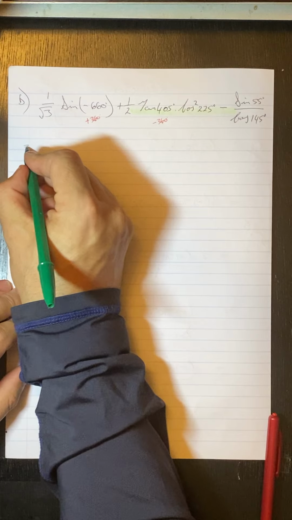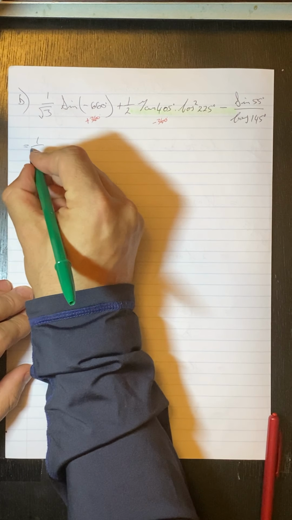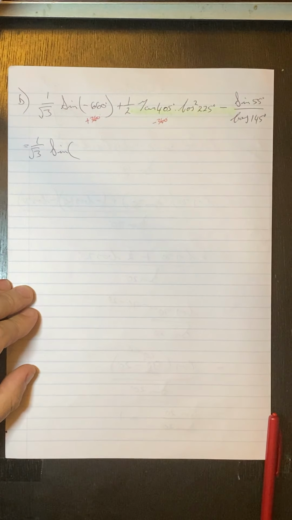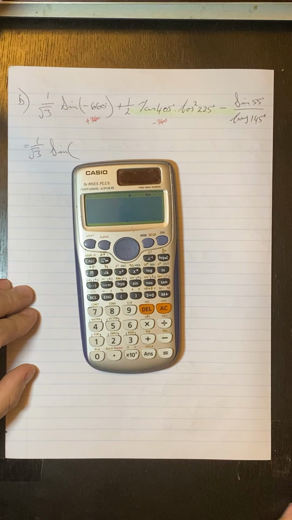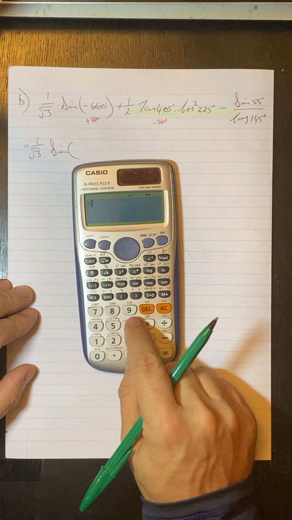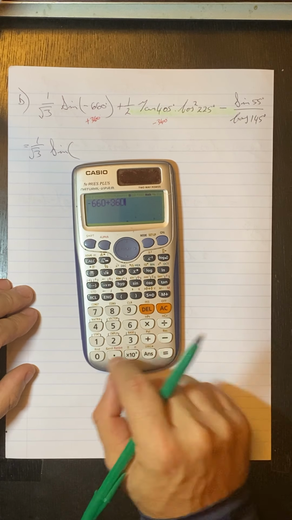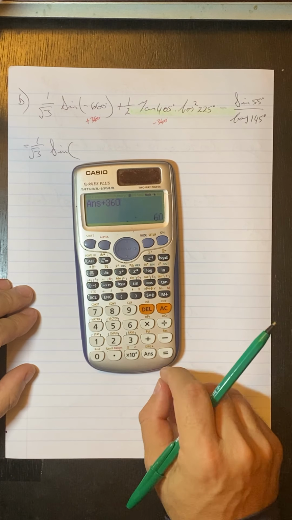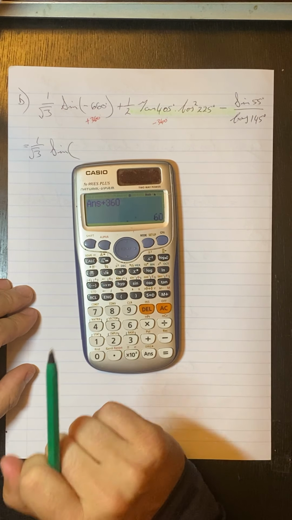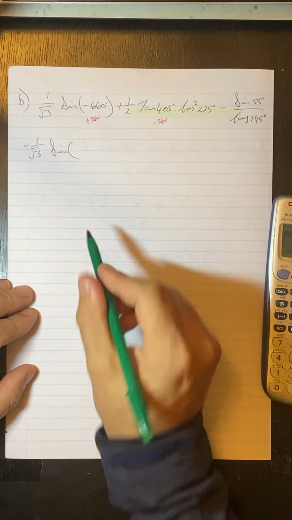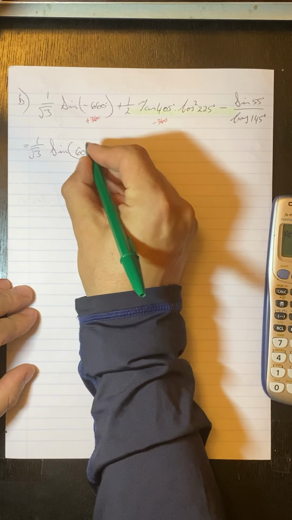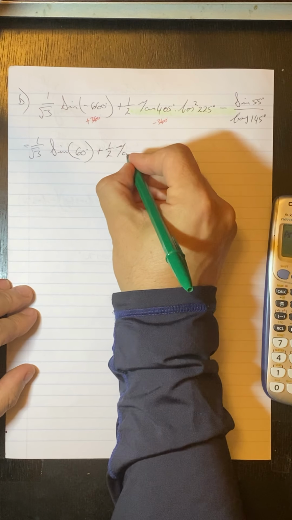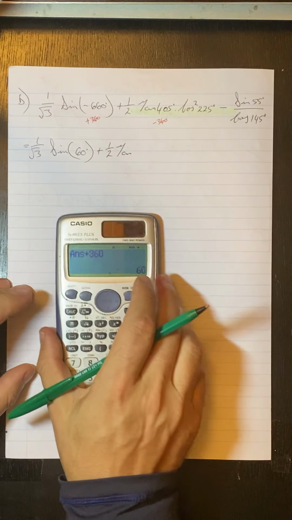So this would be equal to 1 over root 3 sine. Now to get it into a positive angle, we say minus 660 plus 360. Still a negative angle, so I carry on adding 360 until I get my first positive angle. So that is 60 degrees, plus a half tan. I'm going to do the same for this one.